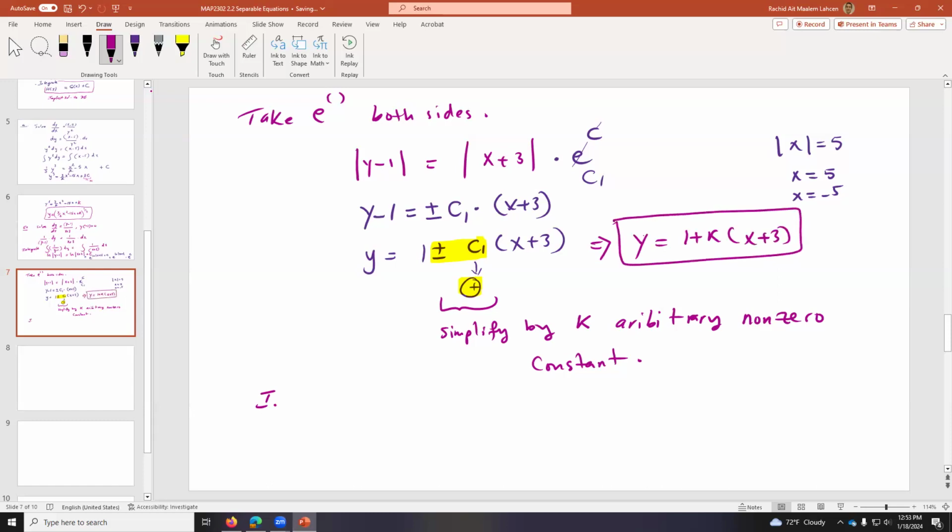It's the general solution. Let's put in the initial condition, y of negative 1 equals 0. That means 0 equals, in the general solution, 1 plus k times negative 1 plus 3. That means k is going to be negative 1/2 when you solve this linear equation. So the particular solution to this problem, the solution for the IVP, is going to be y equals 1 minus 1/2 times x plus 3.